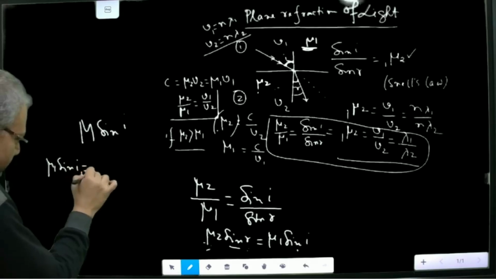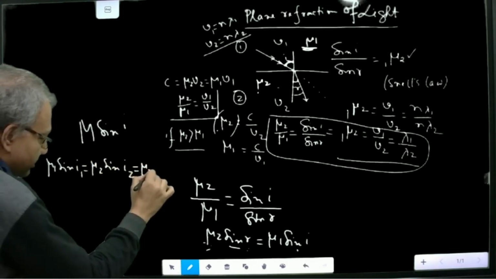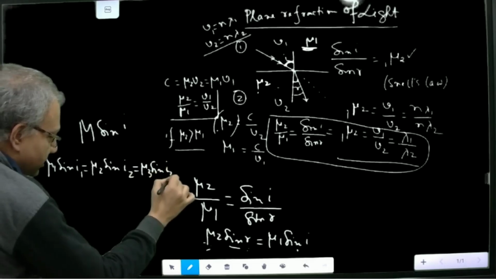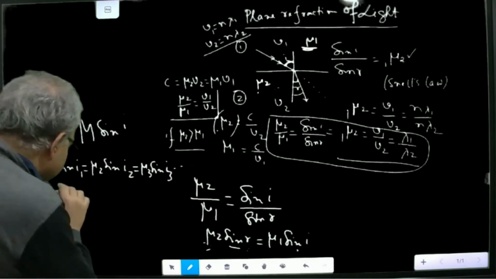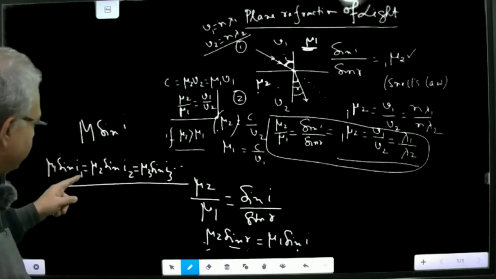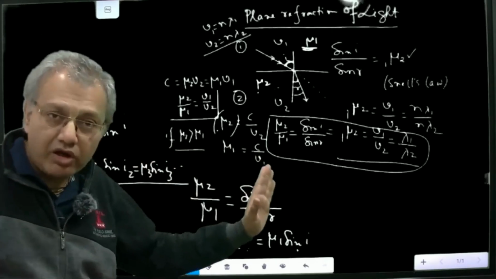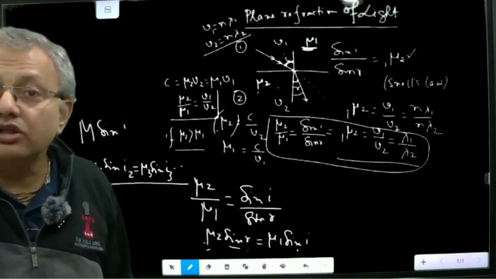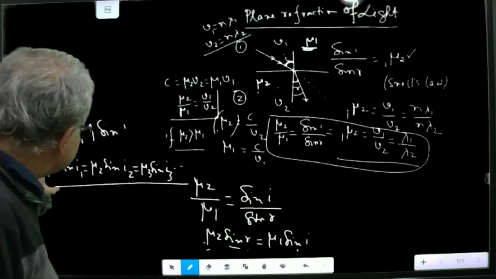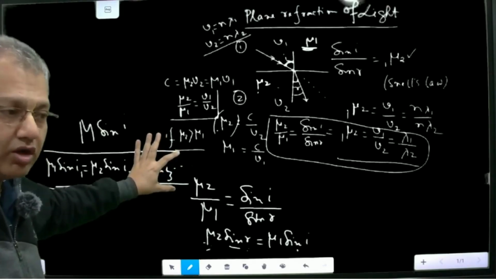I1 is equal to mu2 sine I2 is equal to mu3 sine I3 and so on. So this process continues. So mu1 sine I1, mu2 sine I2, mu3 sine I3. This is the continuation. The process is going on. This is called generalized Snell's law. This is the trick. We can use this in a lot of problems.